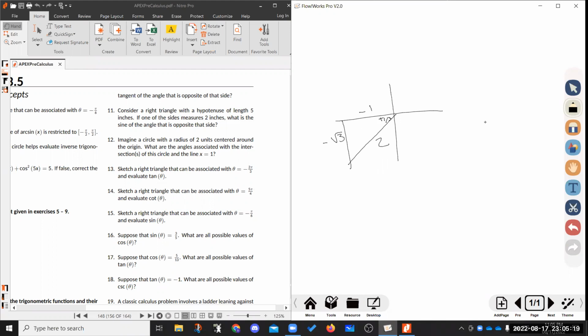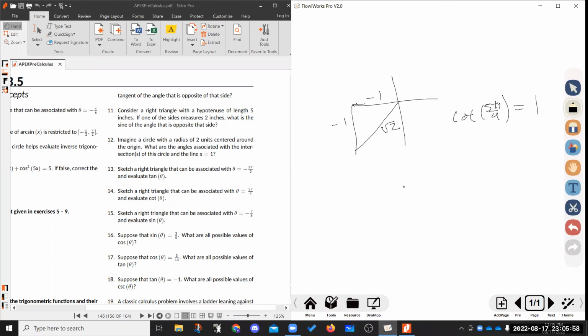They ask us for tangent. Tangent of -2π/3 is going to be √3. They ask us for 5π/4. It's down here. And it was -1, -1, √2. And they ask us for cotangent. So cotangent of 5π/4 is going to be adjacent over opposite. That's going to be 1.